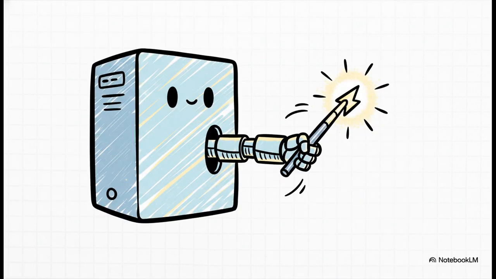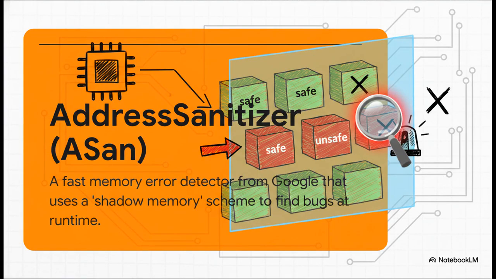But as helpful as those warnings are, they can't catch everything. They can only see what's right there in the code. They're only half the story. For the really sneaky bugs, the ones that only pop up when the program is actually running, your compiler has an even more powerful trick up its sleeve. I want you to meet AddressSanitizer, or ASan. This thing, developed by Google, is an absolute game changer.